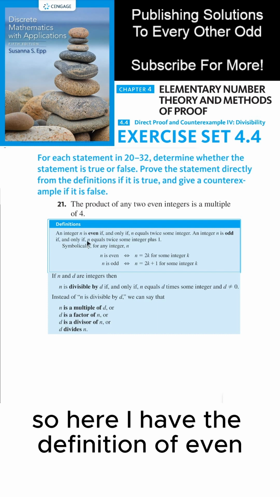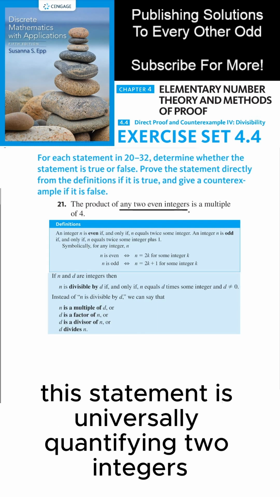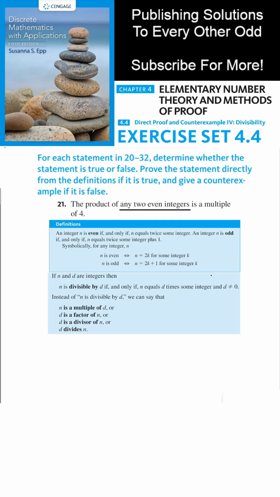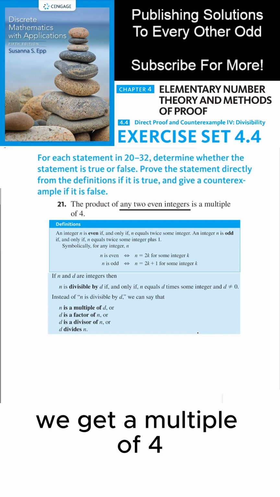So here I have the definition of even and the definition of multiple. This statement is universally quantifying two integers. So is it true that if we multiply two even integers, we get a multiple of 4?